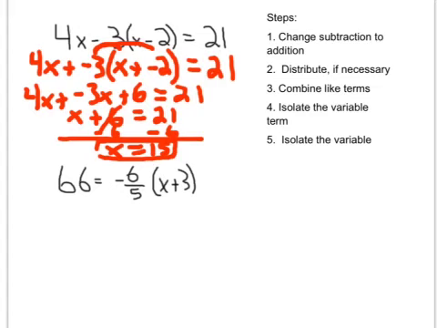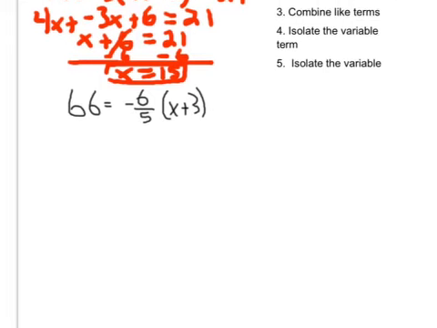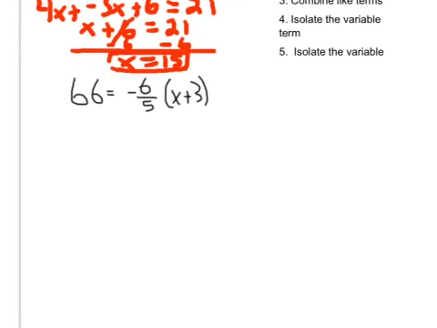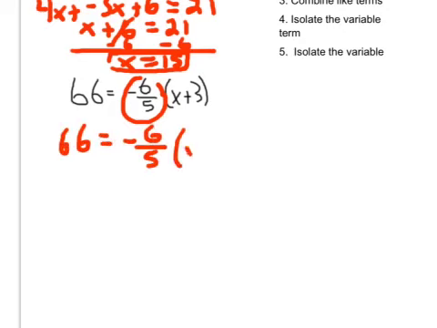Alright, let's go to another example here. So example 2, change any subtraction to addition. I've got no subtraction. This doesn't count as subtraction because I'm not taking anything away from it. Okay, so we're going to leave it alone. So, now that I circled that on x, I'm going to rewrite the problem here. 66 equals negative 6 over 5 times x plus 3.